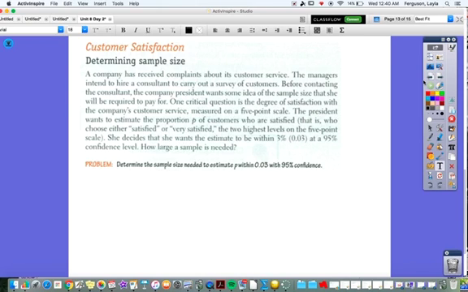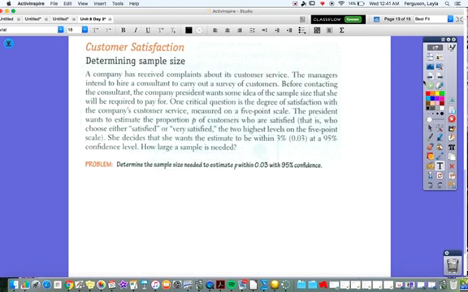All right, so we are going to be determining sample size. So in this example, it says a company has received complaints about its customer service. The managers intend to hire a consultant to carry out a survey of customers. Before contacting the consultant, the company president wants some idea of the sample size that she will be required to pay for. One critical question is the degree of satisfaction with the company's customer service measured on a 5-point scale.